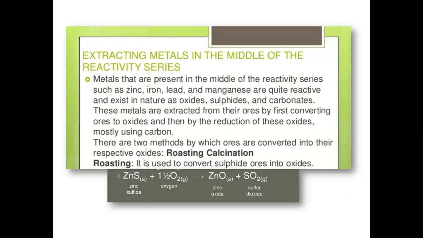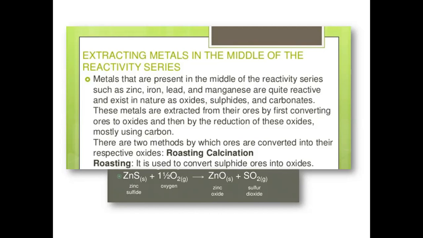Now, extraction of middle reactivity metals, those present in the middle of the reactivity series, such as zinc, lead, iron, and manganese. They are quite reactive and exist in nature as oxides, sulfides, and carbonates. Basically, we'll deal with the sulfides and carbonates. Those present in the form of sulfide will be treated with the help of roasting, and those present in the form of carbonates are treated with the help of calcination. Calcination means absence of oxygen, right?